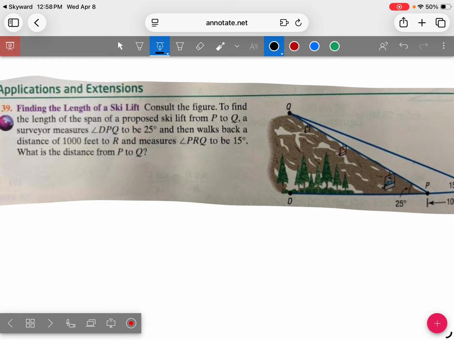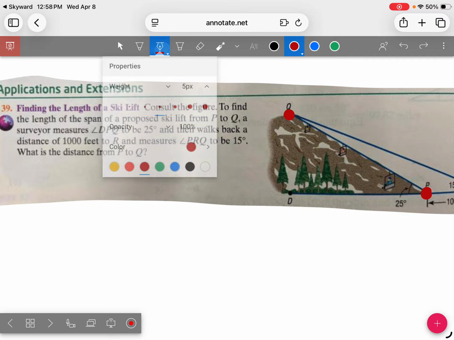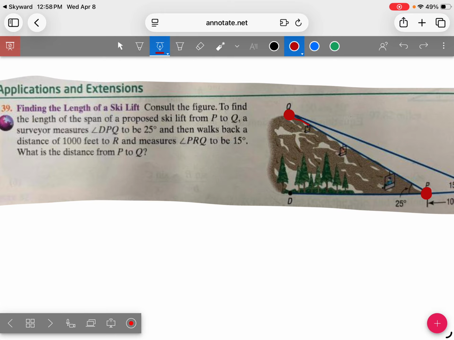So I'm going to go ahead and read this. It says, looking at the figure, to find the length of the span of a proposed ski lift from P to Q. So I don't know if you all can see, but from here to here, that's my PQ side. This is my PQ right there. That's what they want us to find.